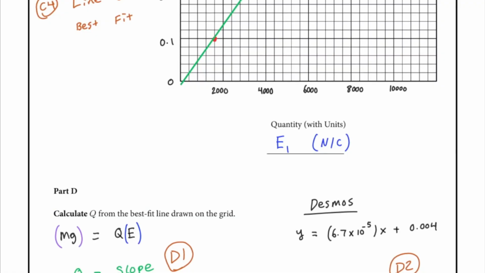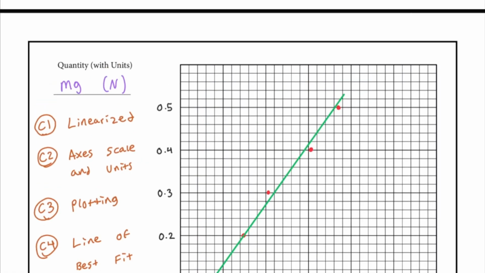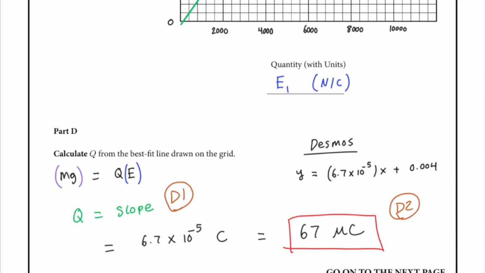So there's our practice test for electrostatics. Pretty straightforward. There's some hard things in here, but I'd say it's generally pretty gettable.